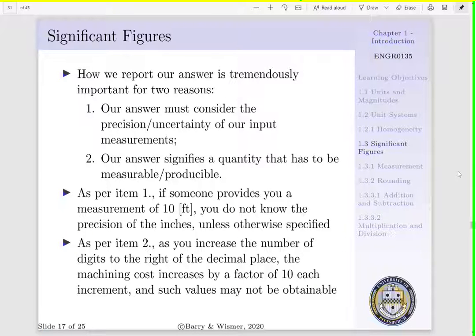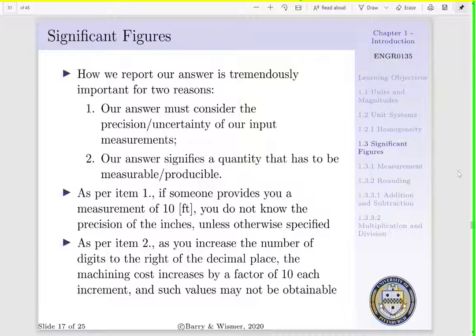In this course, we are going to consider significant figures, also known as significant digits. Now, it is tremendously important for us to use significant figures for two reasons. Our answer must consider the precision and uncertainty associated with your input measurements. Also, your answer signifies something that has to be measurable or producible.